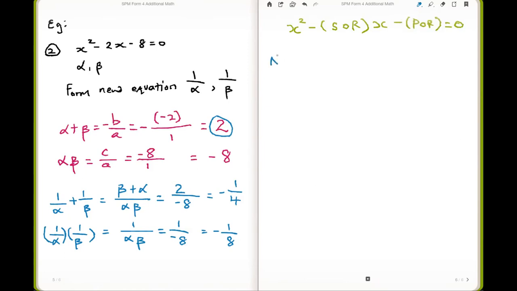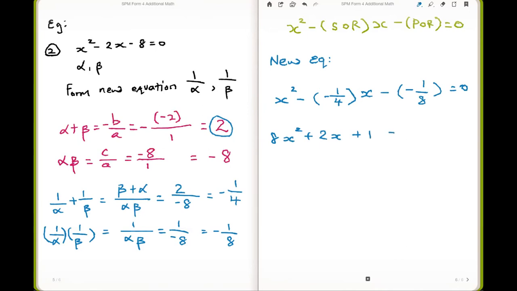Therefore, my new equation would be x squared minus sum of roots, which is negative 1 over 4, x, plus product of roots, which is negative 1 over 8, equals 0. You bring up the denominator by multiplying both sides by 8, so therefore it turns out to be 8x squared plus 2x minus 1 is equal to 0, and therefore this would be the new equation for the new roots of 1 over alpha and 1 over beta.